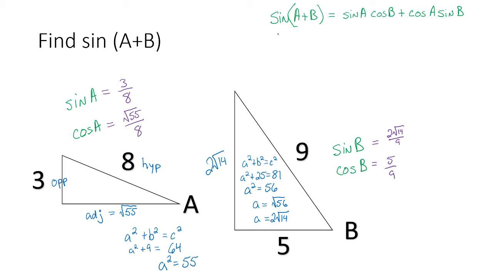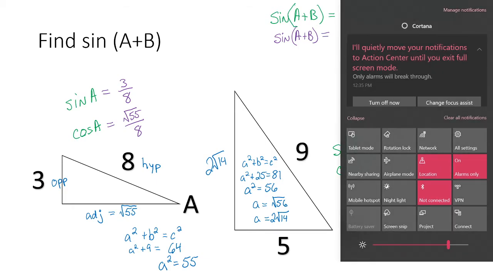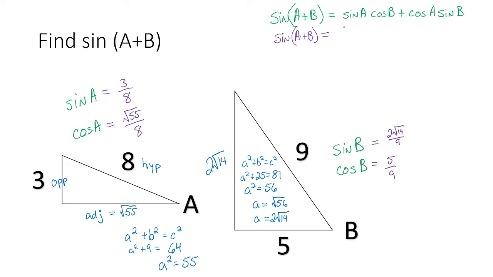Now I can plug those back in to find the sine of A plus B. We've already calculated the sine of A. We know that the sine of A is 3 over 8. The cosine of B is 5 over 9. The cosine of A is the square root of 55 over 8. And the sine of B is 2 square root 14 over 9. That's a lot of square roots in that last one. I didn't honestly plan it that way, but that's how it worked out.